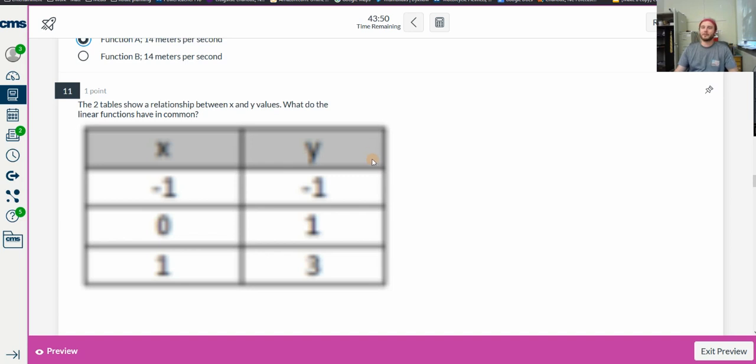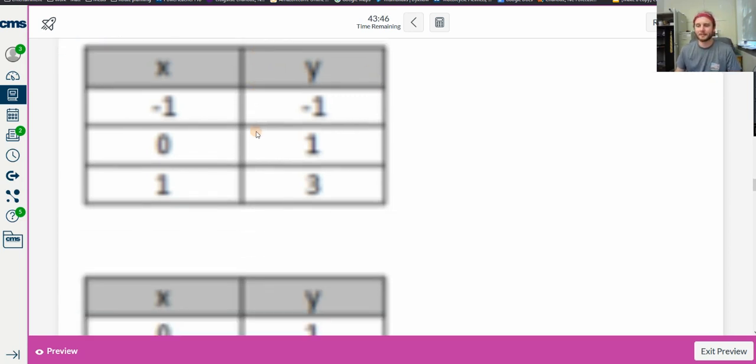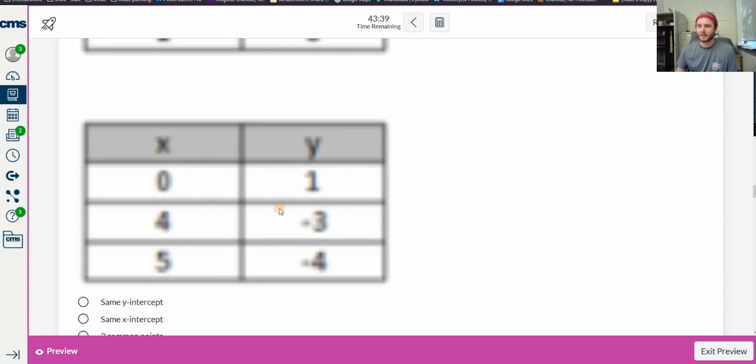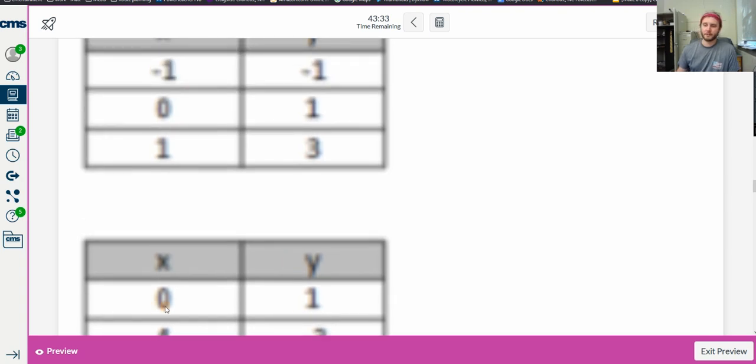So the two tables show a relationship between the x and y values. What do they have in common? So for this one, we have -1, -1, 0, 1, and 1, 3. Down here, we have 0, 1, 4, -3, and 5, -4. Well, hold on. 0, 1. They both have when x equals 0, that y is 1. Now the question would be, what in the world does that mean? When x equals 0, y equals 1.